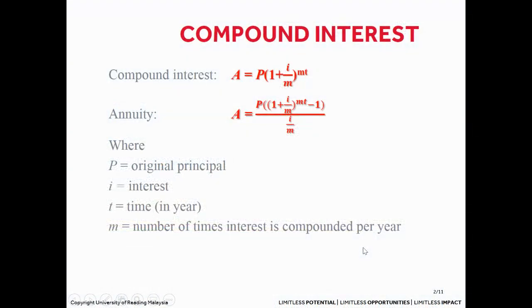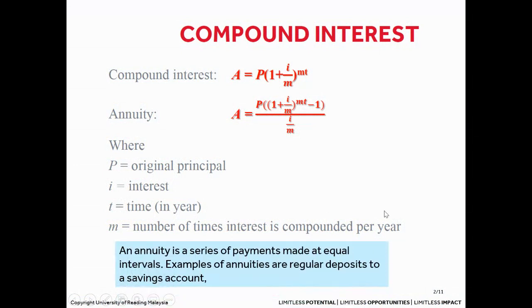There are two formulas that you must memorize. The first one is compound interest. The second one is annuity. An annuity is a series of payments made at equal intervals. Examples of annuity are regular deposits to a savings account.